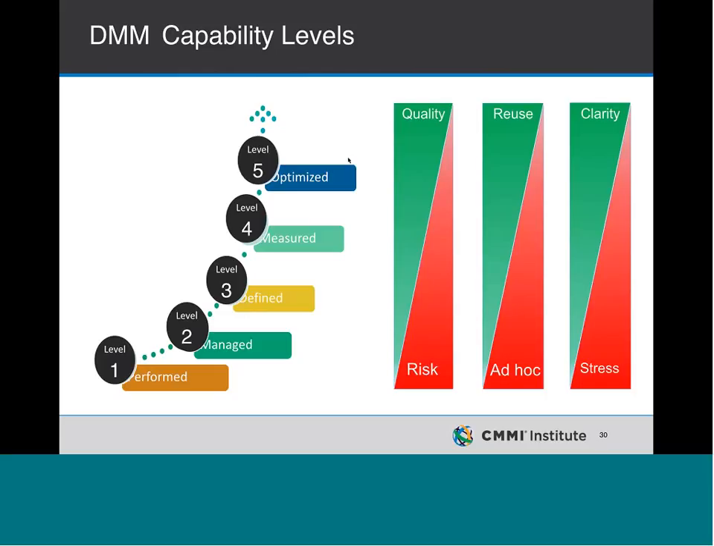As you do this, you also start to see that the risk to the organization becomes much less and the quality increases. Similarly, the amount of ad hocness. Good word, I know. Good words, right, exactly. But the ability to reuse increases as the number of ad hoc operations decreases.